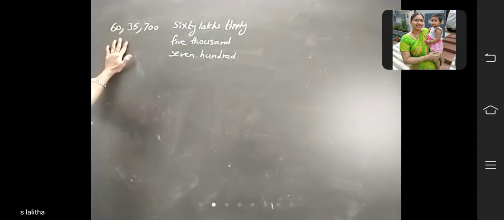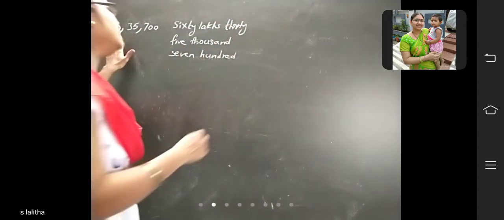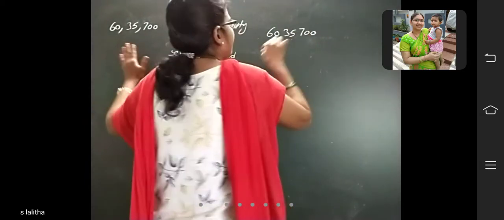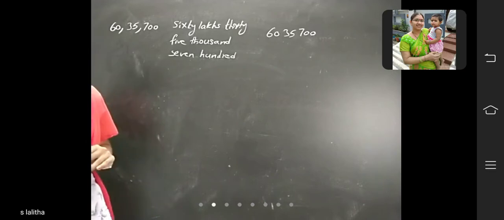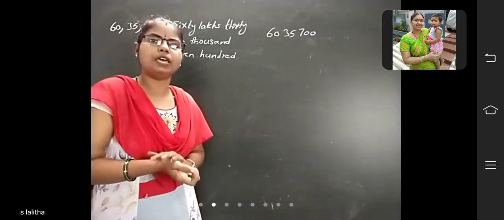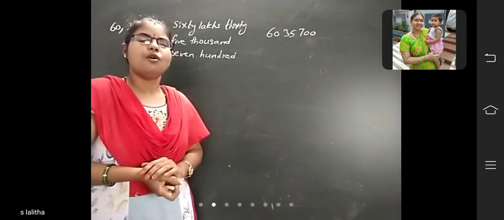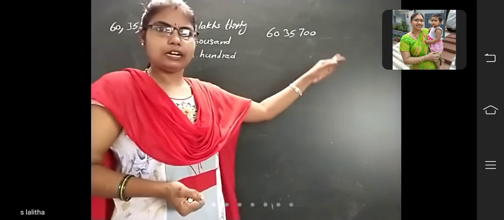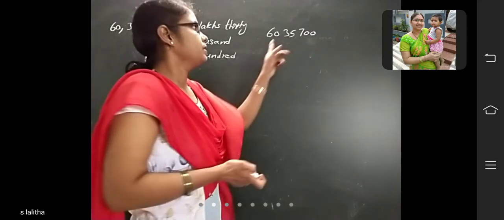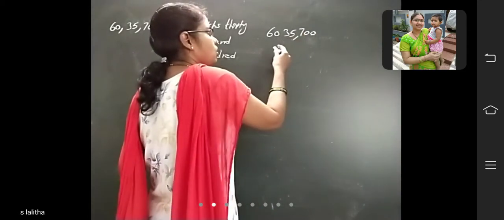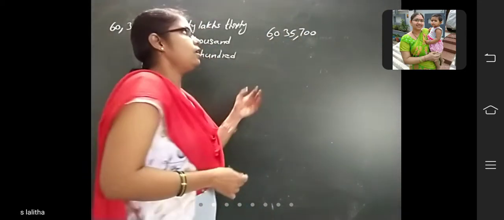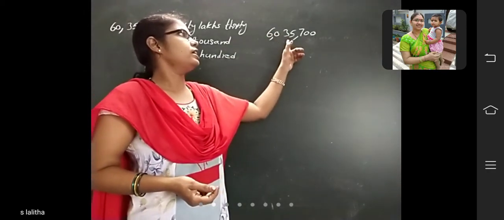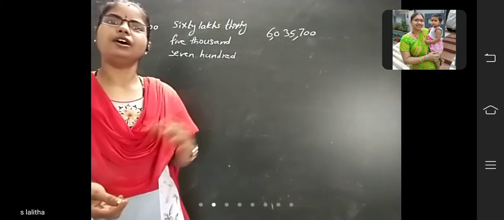How should you write it in the international system, children? Write the same number as it is, 6035700. Now keep the commas in the international system. For every 3 digits, keep a comma from right to left: 1, 2, 3, keep the comma. Now read the number in the international system: 6,035,700. Now write the number name.